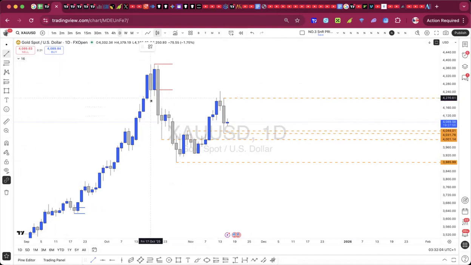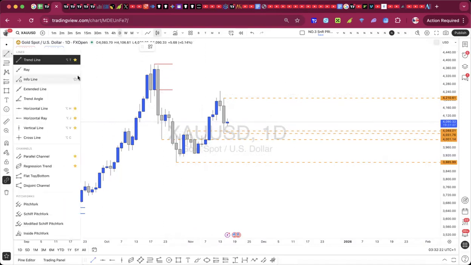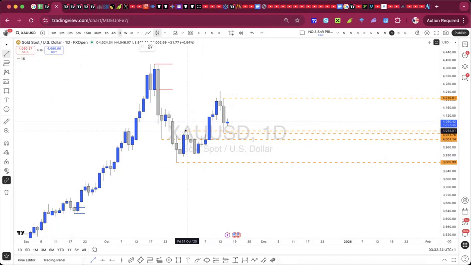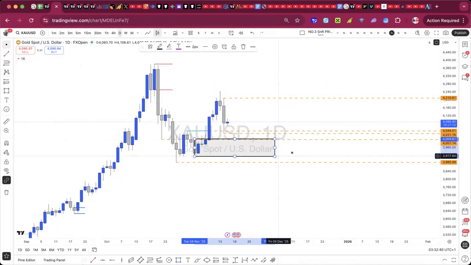Then we have ABC. So this is where we rejected last week because of this unmitigated order block before, and it has been mitigated now. And then we'll break down. So we are going to look at the market break of structure, which was here. So that means we have another block here on the daily time frame that is unmitigated.